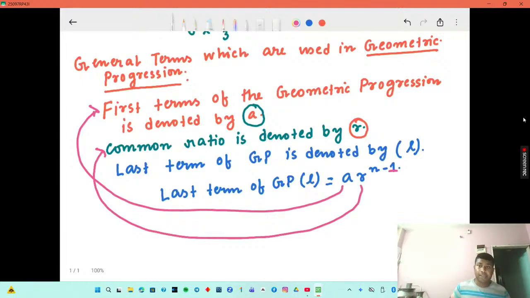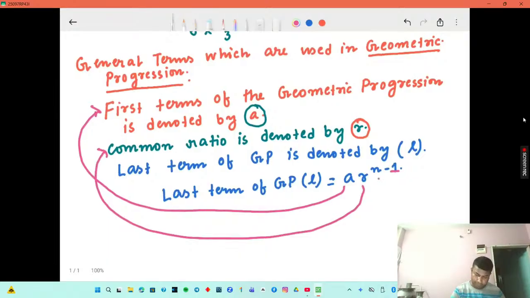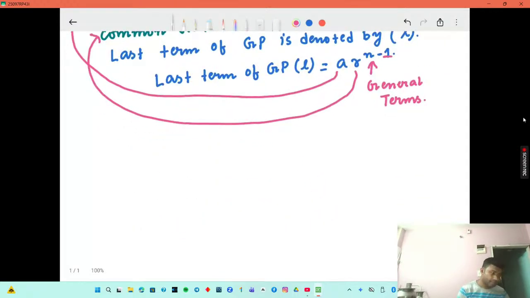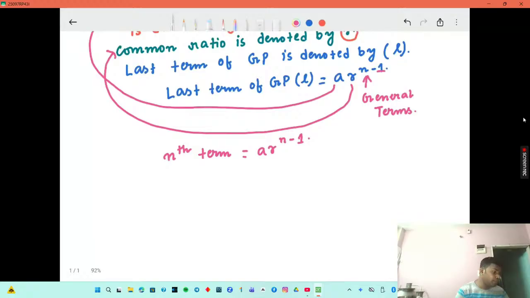So what is n? n is the nth term, that is, the general term. If the question says the seventh term of the GP, then we put the value of n as 7. The nth term is equal to a r to the power n minus 1. If I put n as 8, that is, if the question gives the 8th term, then the 8th term is a r to the power 8 minus 1, which is a r to the power 7.